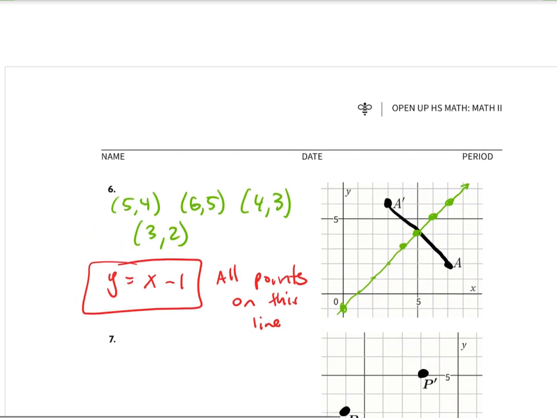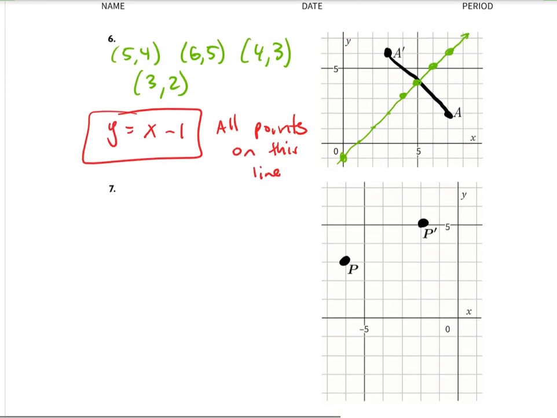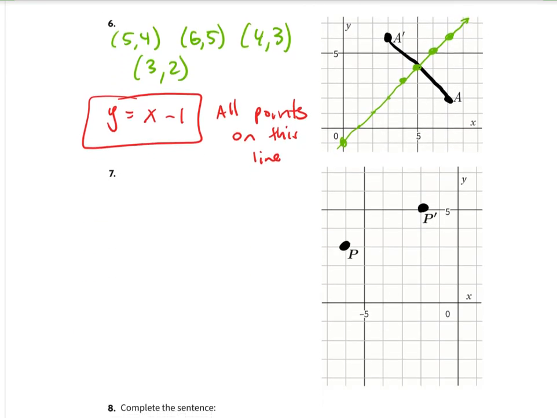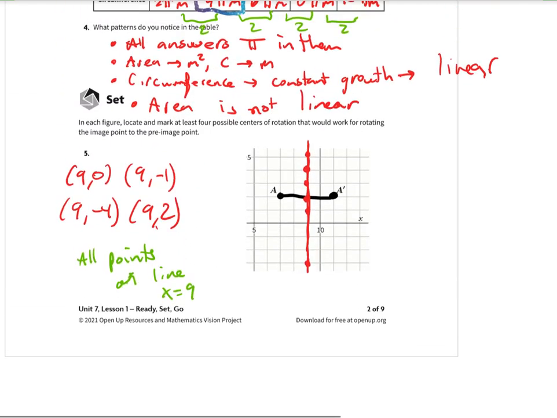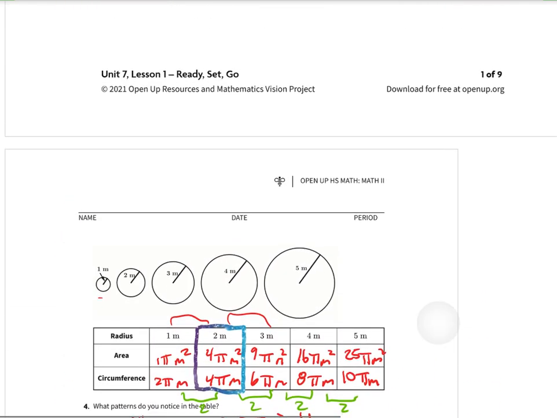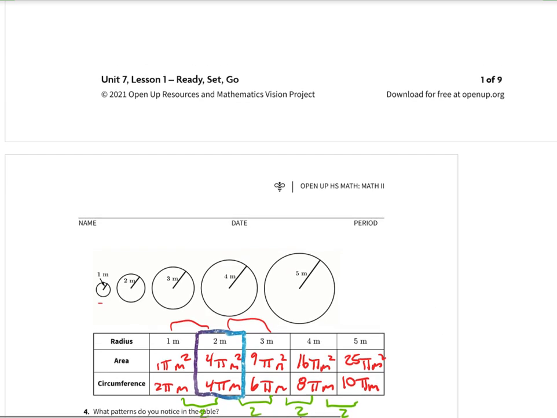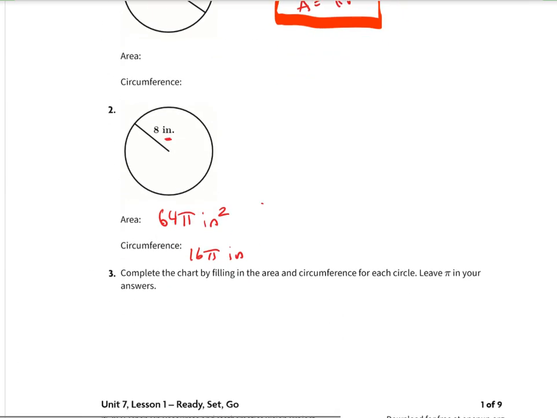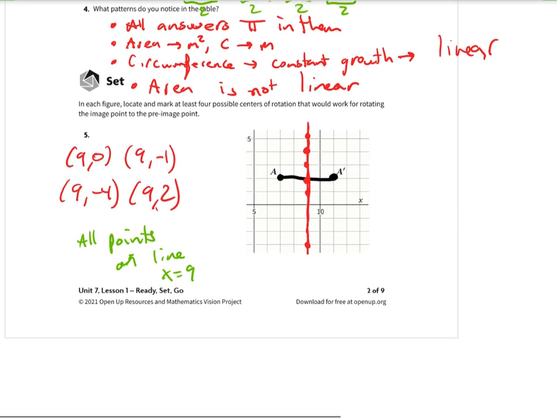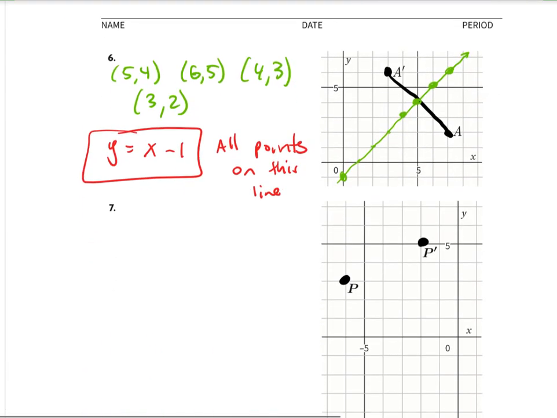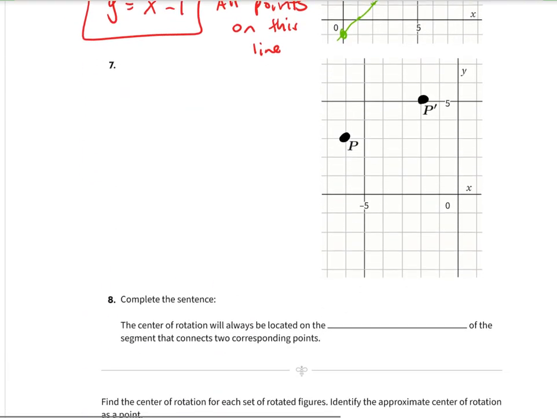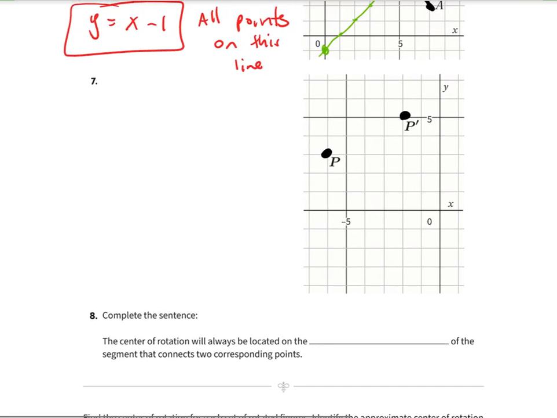See here. Let's go to number 7. Let's see, 1, 2, 3, 4. So we started 2, 3, 4. That's right. 5, 6. Let's go to number 7. Same deal.